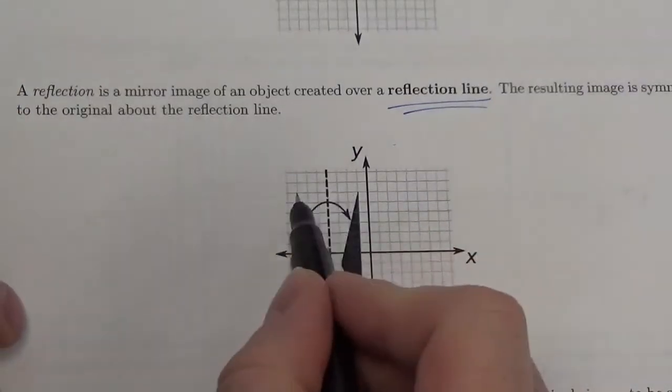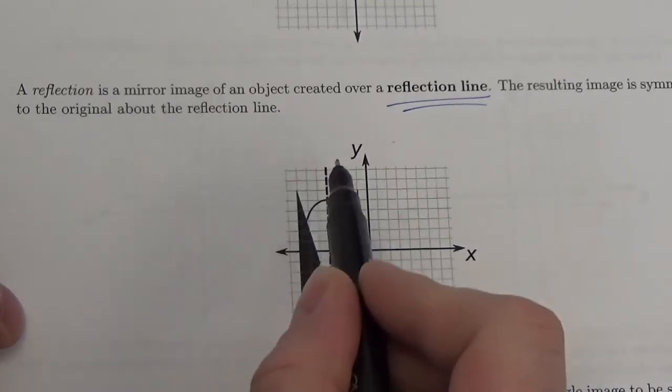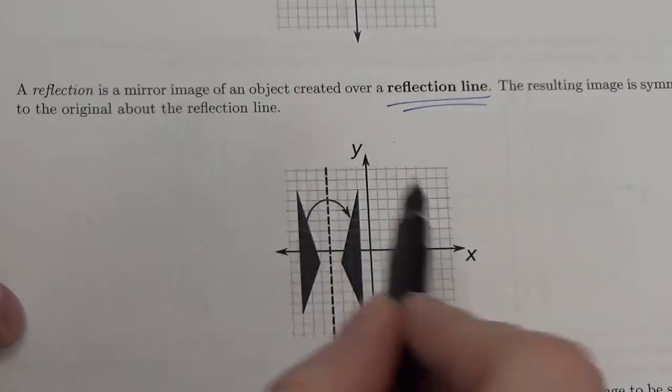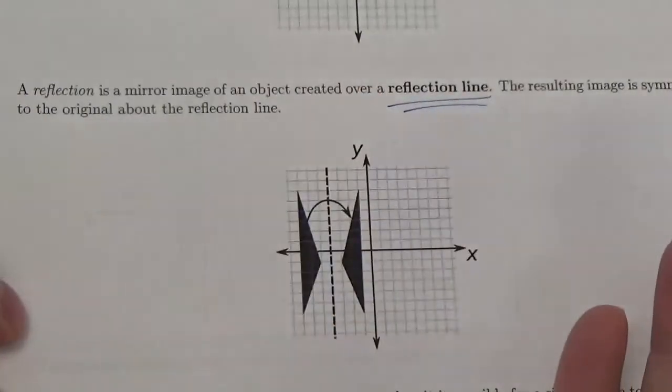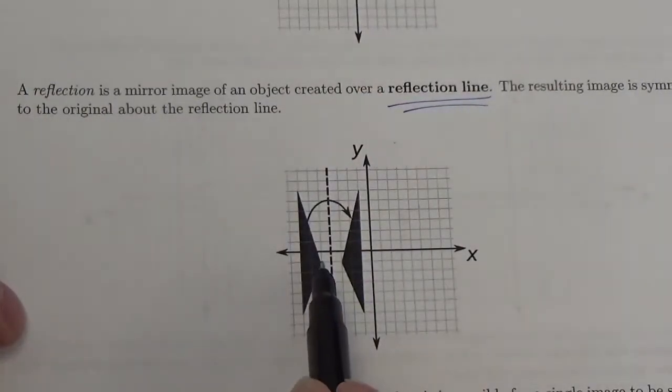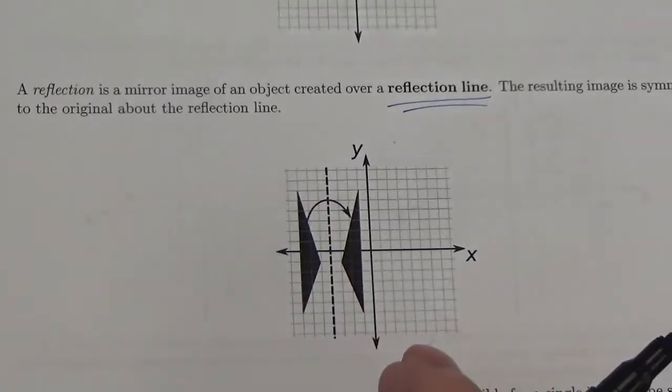Really what we want you to get out of this is, see this point right here? It's 1, 2, 3 units away from the line, which means its reflection is going to be 1, 2, 3 units on the other side of the line. Because this point right here is 1 unit away from the line, its reflection is 1 unit away on the other side of the line. That's all we're going to do here.